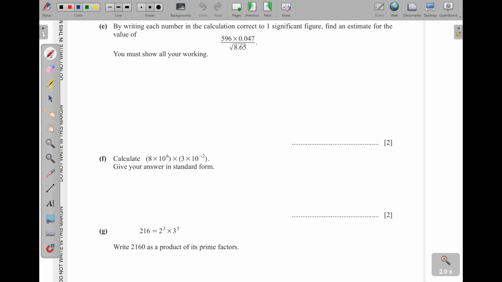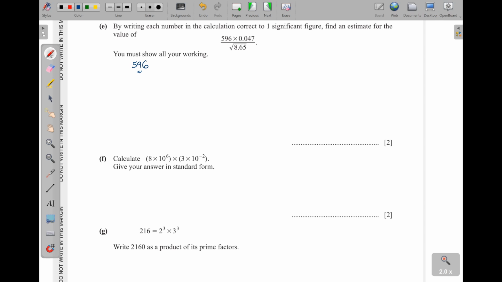Part E, by writing each number in the calculation correct to one significant figure, find an estimate for the value of 596 times 0.047 out of the square root of 8.65. You must show your working. So now 596 is three significant figures. So to one significant figure, it will be only 5.